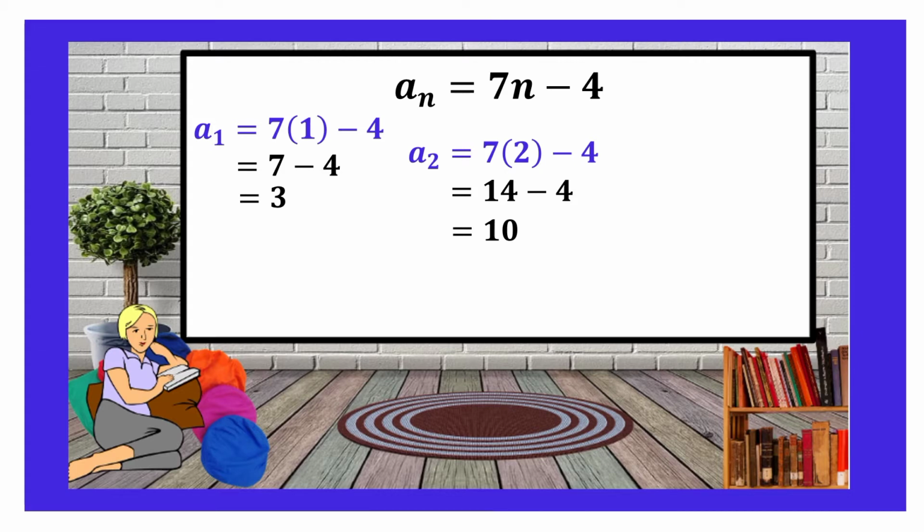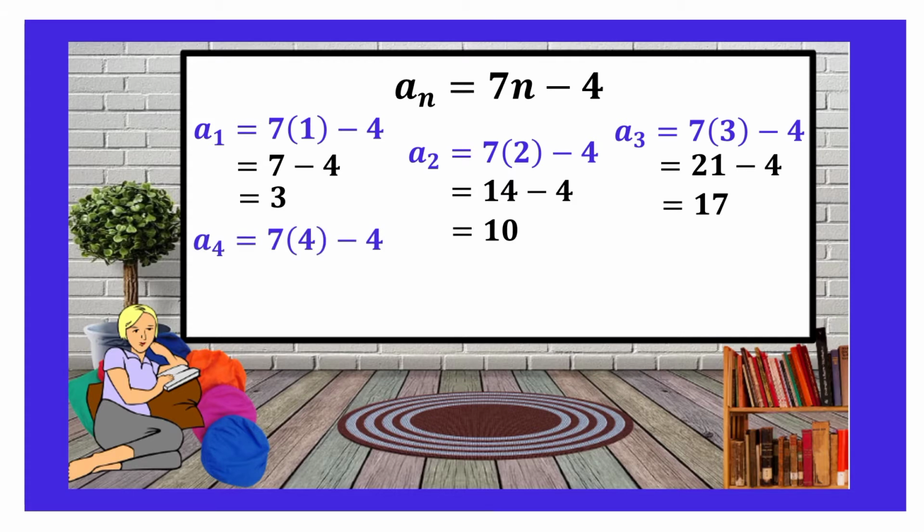So, if n is equal to 3, then we will have our third term. N equals 3, so 7 times 3 minus 4. But what is 7 times 3? 21. Minus 4, we have 17. So, our third term is 17. If n is equal to 4, then we have 7 times 4 minus 4. 7 times 4 is 28. Minus 4 will give us 24. So, the fourth term is 24.